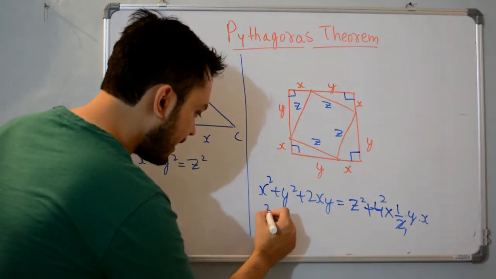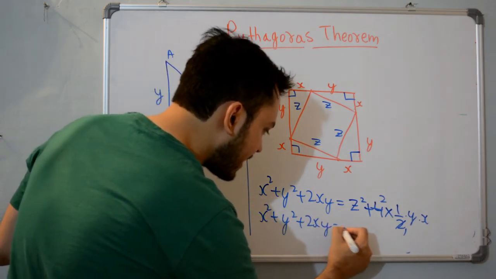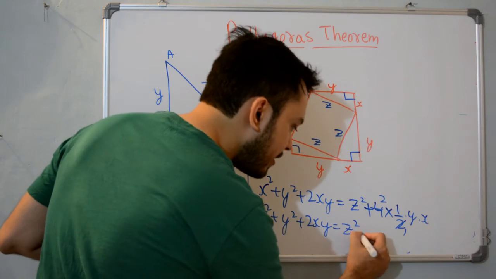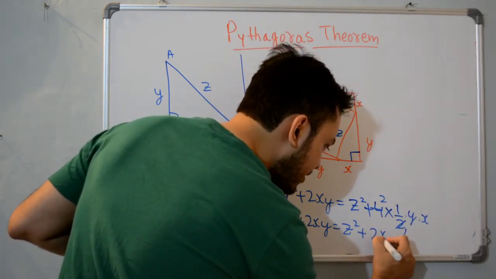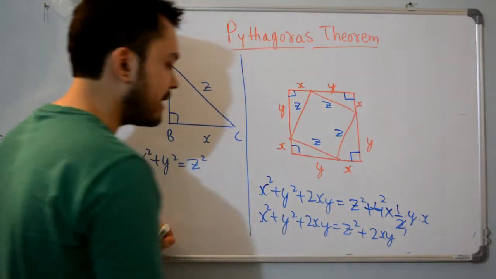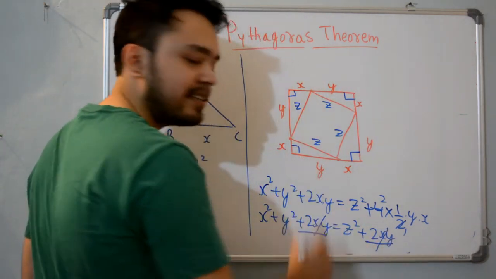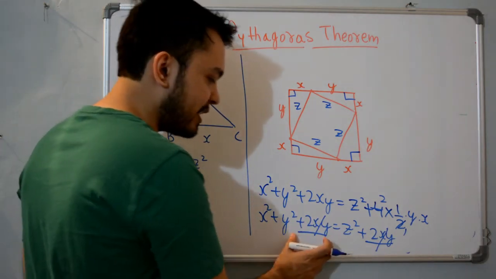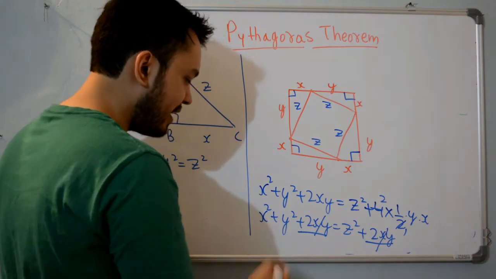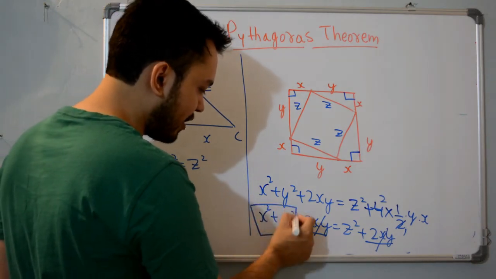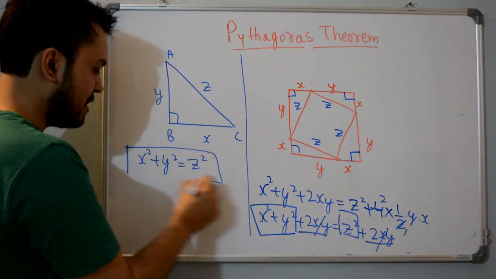Now what I have? x square plus y square plus twice of xy is equal to z square plus 2 into yx or 2 of xy. It will be one and the same thing. These two terms will get cancelled, because they have positive signs and they are on the opposite sides of the equation. So I'll get the value of x square plus y square is equal to z square.